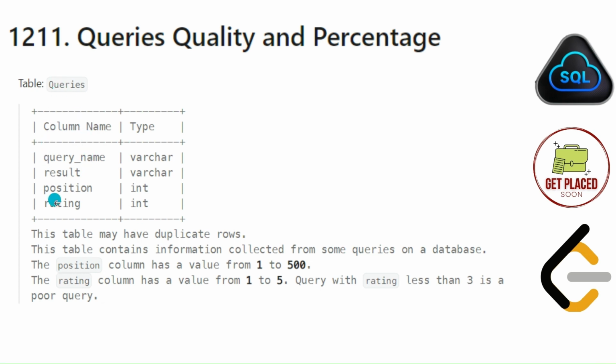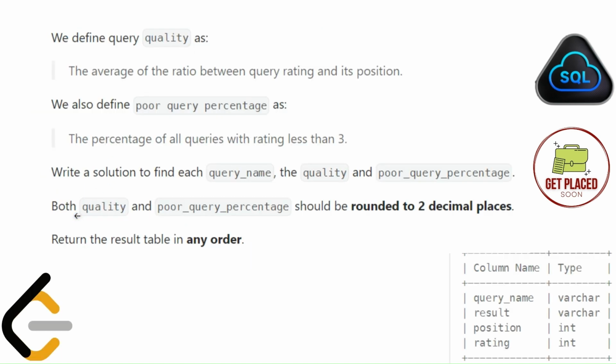So now that you understood the table and the columns and its details, let's understand what we are supposed to find out. Here we are supposed to write a solution to find quality and the poor query percentage for each and every query name. So for every query name we are supposed to find two things. One is quality and the second thing is poor query percentage.